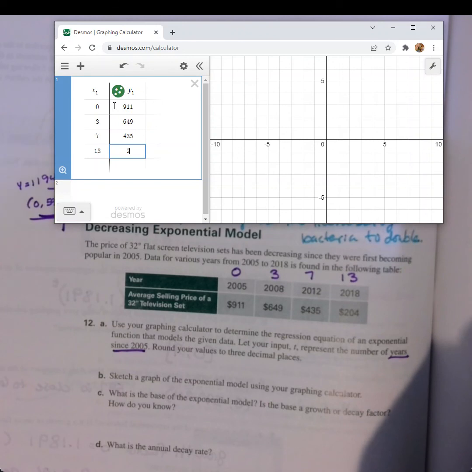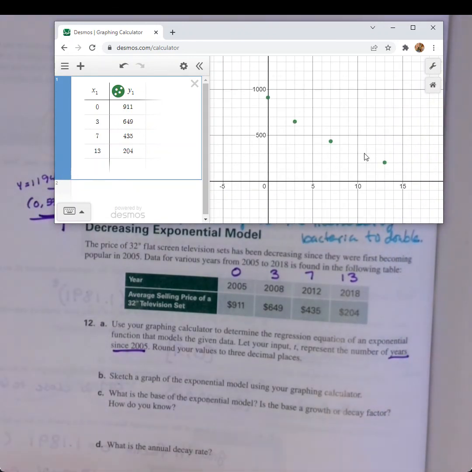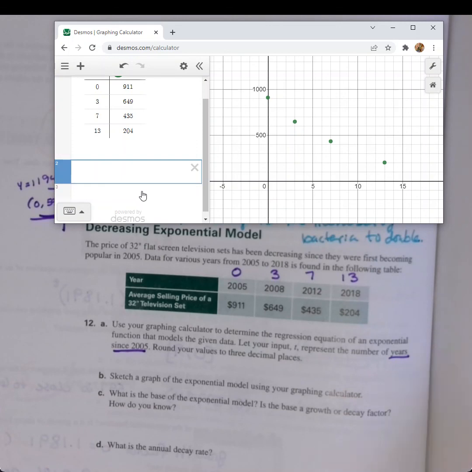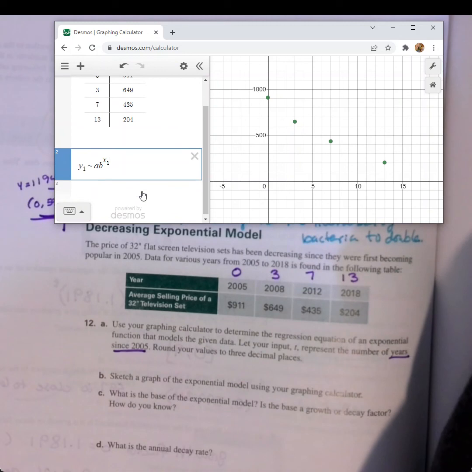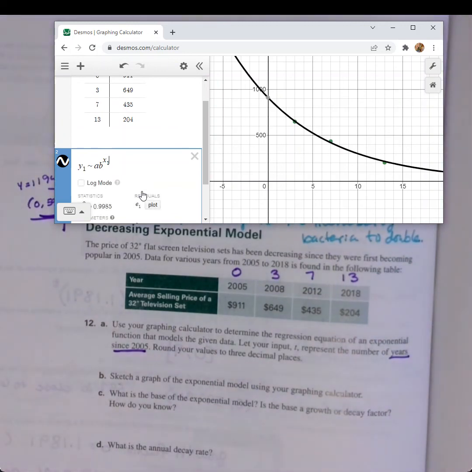Okay, and let's take a look at this data set. So it's decreasing. A straight line wouldn't be bad, but you see a little bit of curve here? It looks like it decreased faster at first, and now the amount of decrease is kind of slowing down. So let's take a look at how an exponential regression would fit this. So y1 is approximately ab to the x1. Look at that little curve I was talking about. So this model fits it very well.